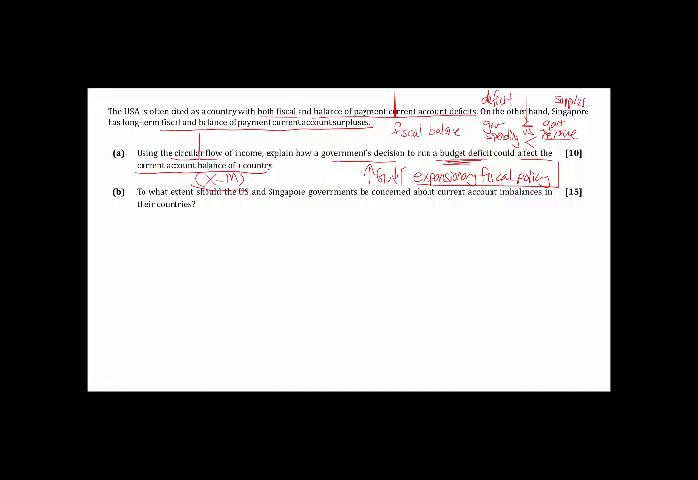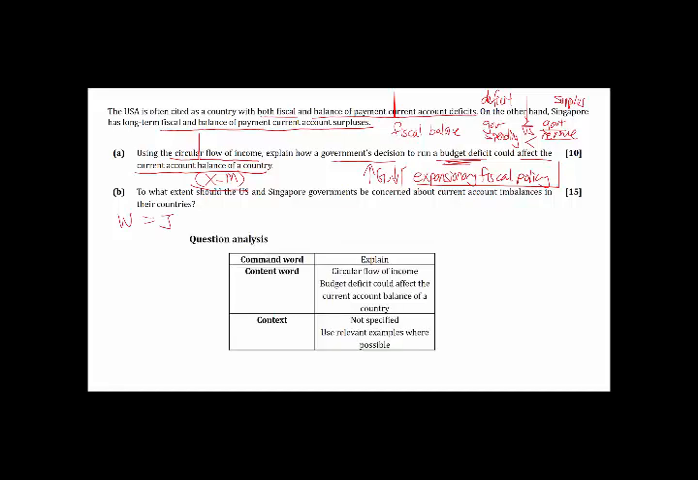We are asked to use circular flow of income. If you recall what circular flow of income is, you have your withdrawals, you have your injections, and at equilibrium, withdrawals equal injections. Equilibrium income, okay? So let us do a quick question analysis. So we are asked to use the circular flow concept, asked to explain how the budget deficit can affect your current account balance. So no example given, no specific example required, so you can use an open context.